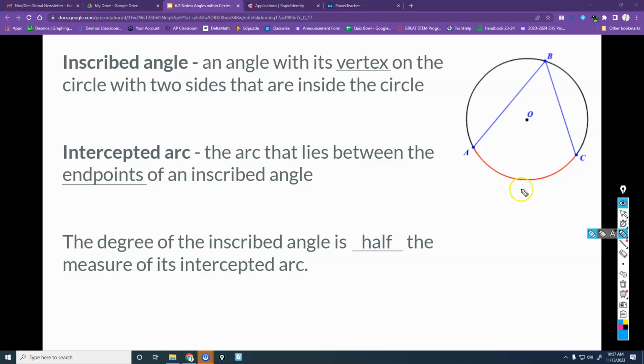So for example, if this arc was 100 degrees right here, which I'm just making up, it looks close to me. If that was 100 degrees, then this angle right here would be 50 degrees. So whenever the side of the angle is on the circle, not in the middle of the circle, but on the circle, it is going to be half of the measure of your arc. Okay there?